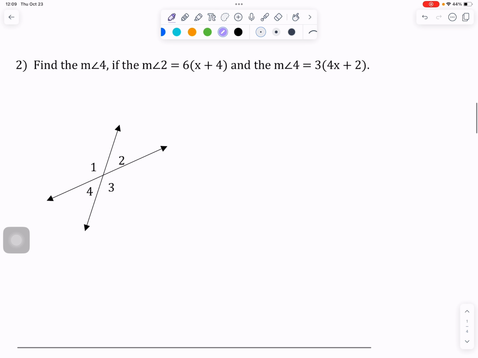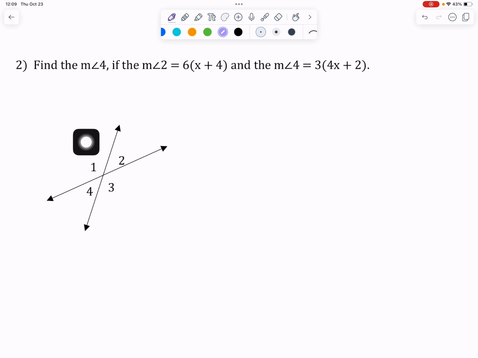For number 2, find the measurement of angle 4. If the measurement of angle 2 equals 6 times the quantity x plus 4, so we got a little multiplication there, and the measurement of angle 4 equals 3 times something. And so now we have, take a look, 2 and 4. Yes, they are vertical angles. They're equal angles. Or if we started with our 1 and go 2, 3, 4, clockwise all the way through, we also know we have two even numbers. So we will set these equal to one another.